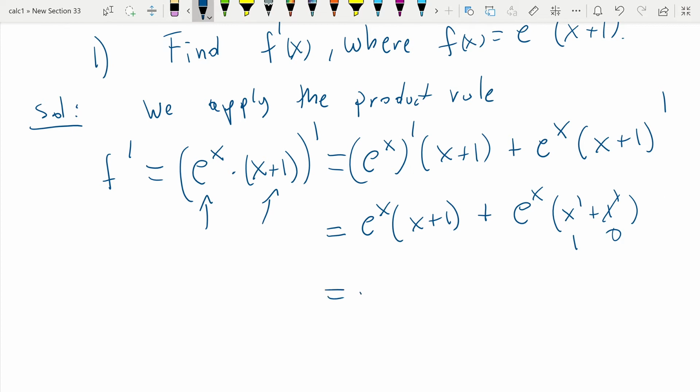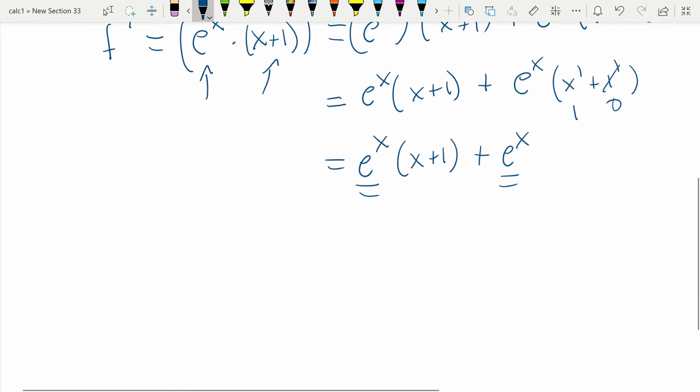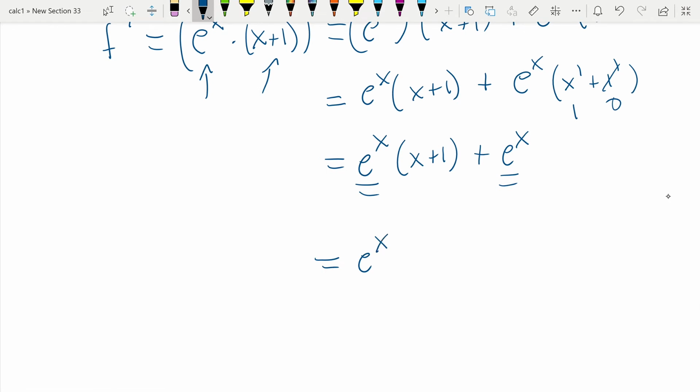So all in all, we end up with e to the x times x plus 1, plus e to the x times 1. We have a common factor of e to the x, so we can write this as e to the x times x plus 1, which will come from the second part, so we just end up with e to the x times x plus 2.